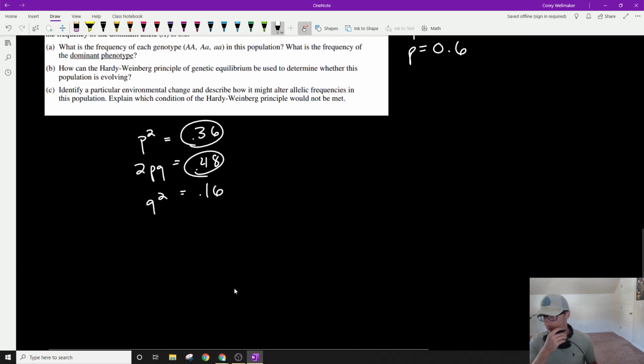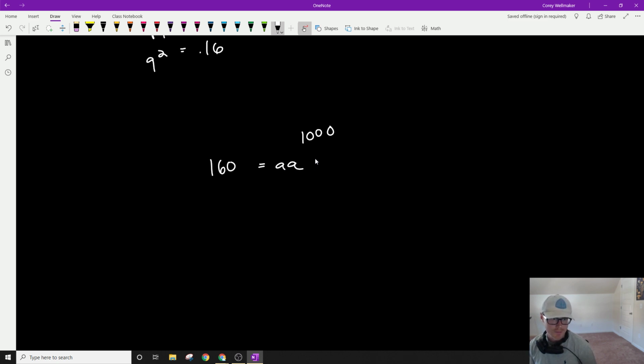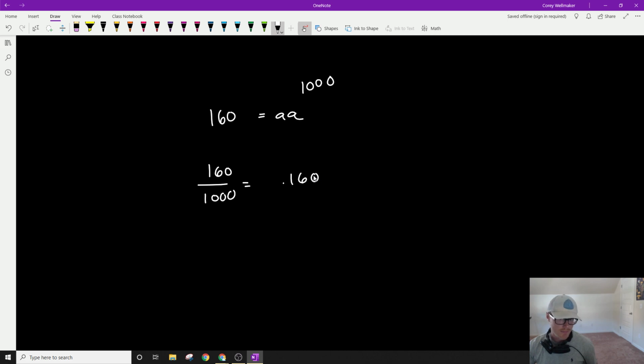Another way we can use Hardy-Weinberg equilibrium is, let's work on this from the back end. Let's say we see 160 individuals in a population of 1,000 who are homozygous recessive, and then I ask you to solve for P and Q, right? So just pretend that we haven't seen the problem above. Let's just work on it from this perspective. So 160 over 1,000 is just 0.160. So that equals Q squared.